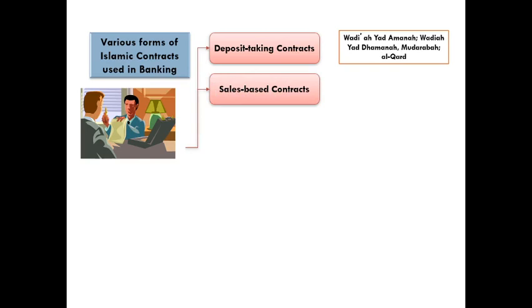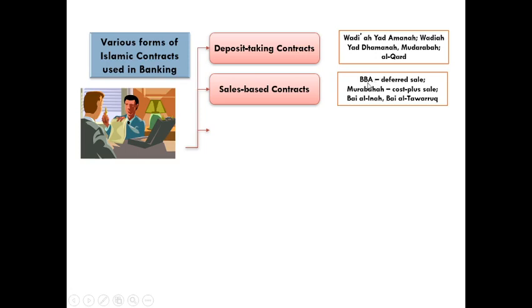And then the products which fall under the sales-based contracts, for example, are BBA Bai'nah, which is the deferred sale contract, the Murabahah contract, which is the cost plus sale, and then Bai'ul Tawarruk. Normally the products that fall under sales-based contracts are, for example, house financing and personal financing, and some banks are also using the Murabahah contract for car financing.